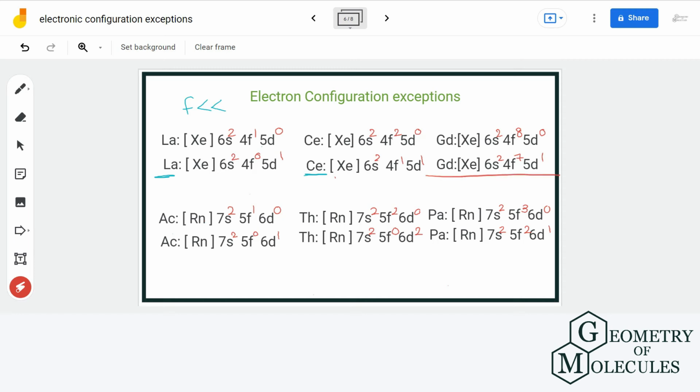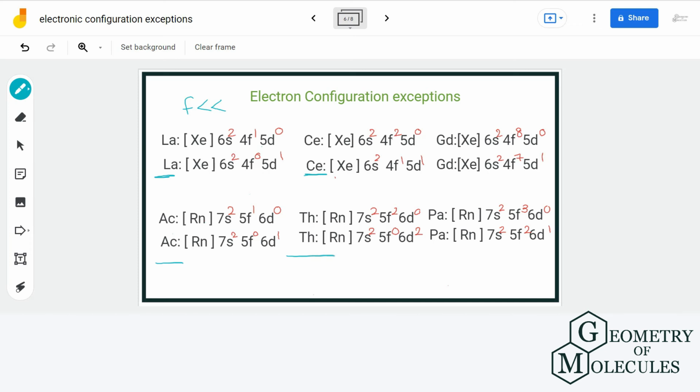In the case of gadolinium, a huge amount of repulsion is generated from the pairing of electrons in f orbitals, and due to that, one electron gets promoted to the 5d orbital, and that is the reason why gadolinium shows the 4f7 5d1 configuration instead of 4f8 5d0. We can explain the electronic filling in actinium and thorium by the same reason.